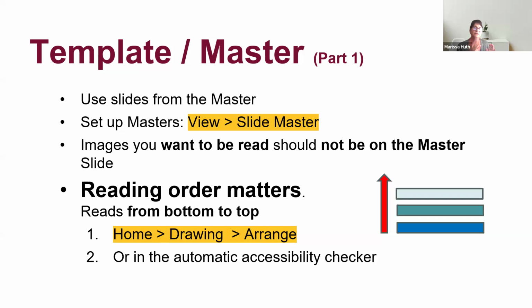Or if you've already done that and your slide has features in it that you want to replicate, you could duplicate, as long as you're duplicating a slide that was originally built from the master. If you need to alter or set up a master, the way to do that in PowerPoint is to go to View, Slide Master. Keep in mind, when you do that, any images that you want to be read by a screen reader should not be on the master slide, because some screen readers read those, but some screen readers do not read the items on the master slide.